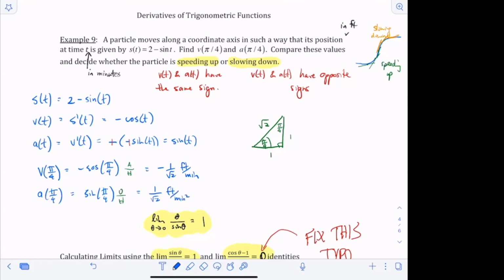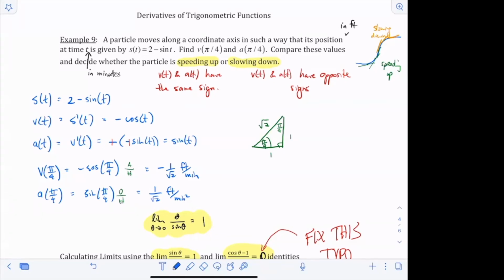It's because you're differentiating by time twice, so you pick up 2 units of time in the denominator. So position is feet, velocity is feet per minute, and acceleration is feet per minute squared, because you look at the rate of change of the velocity with respect to time.